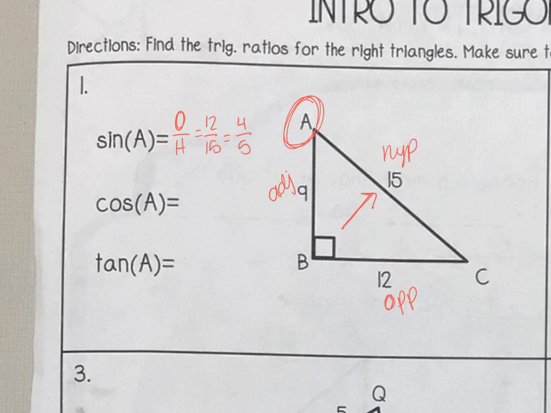Okay? All right, the cosine is adjacent over hypotenuse. What is the adjacent? 9. Over 15. Reduce it. 3/5. Where are we getting 3 from if it's cute? No, that's a 9, honey.